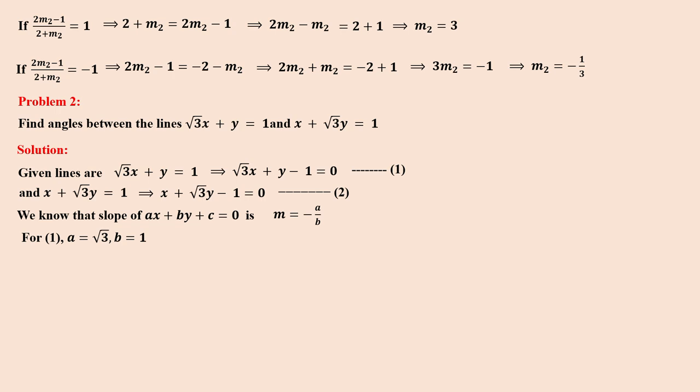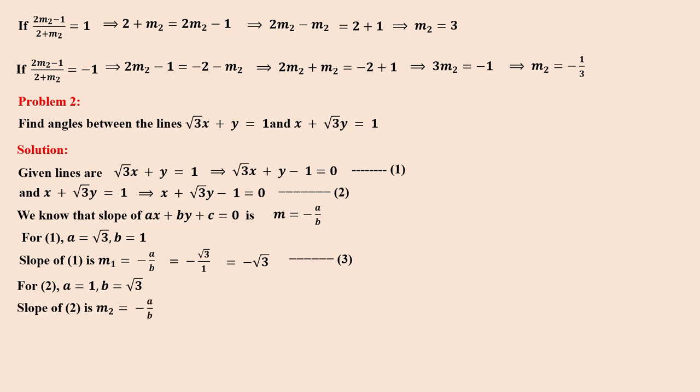So for the first line, a is equal to root 3, b is equal to 1. Therefore m1, the slope of the first line, is equal to minus a by b, that is minus root 3 by 1. It is minus root 3. Similarly for the second line, that is equation 3, a is equal to 1, b is equal to root 3. Therefore the slope of the second line, m2, is equal to minus 1 by root 3. That is equation number 4.